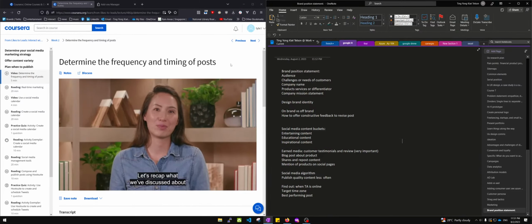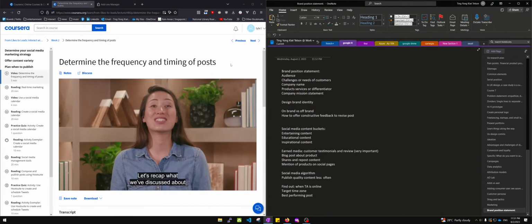So let's recap what we've discussed about the frequency and timing of your posts on social media. To determine the best time to post on social media, you should consider things like when your target audience is active online, patterns in your best performing posts, and seasons, holidays, and current events. When and how often to post on social media differs for every business and every platform. But by following the best practices we've discussed here and analyzing data, you can optimize your posting schedule to achieve results.